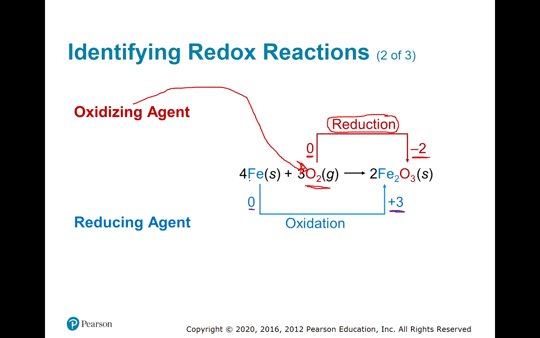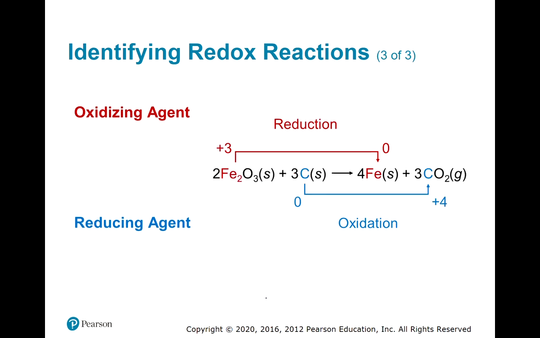Conversely, if we look at iron, that started off with an oxidation number of 0 as an uncharged pure element, and its oxidation number increased to +3, became more positive. So iron undergoes oxidation. Since it undergoes oxidation and is causing oxygen to be reduced, iron is the reducing agent here. So Fe solid is the reducing agent.